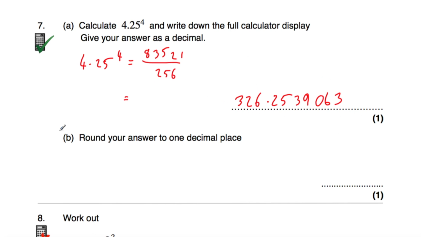And then part B says to round our answer to one decimal place. So we've got 326.2539063 and so on, and we've been asked to round that to one decimal place.